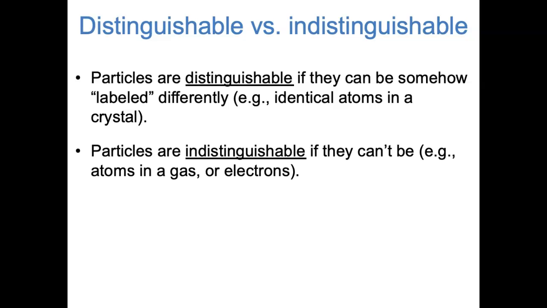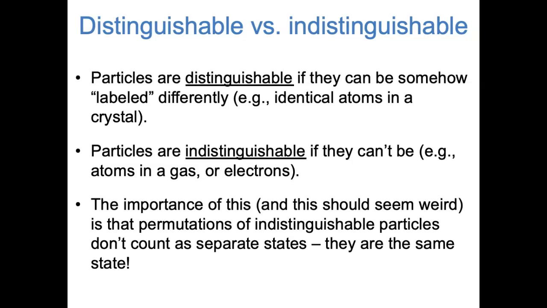But some small particles are indistinguishable, which means they can't be individually labeled. Two examples of this that we're going to see often in this course are atoms in a gas, which move around so quickly that unless we're tracking an individual atom, we're not going to know which is which, and also electrons.